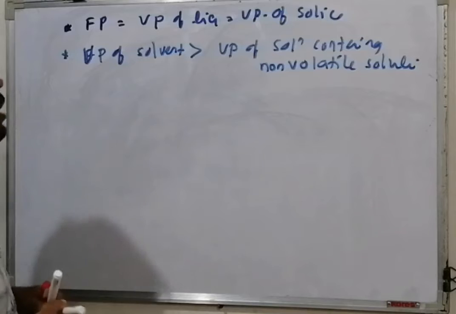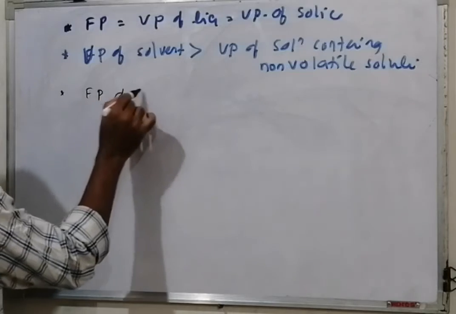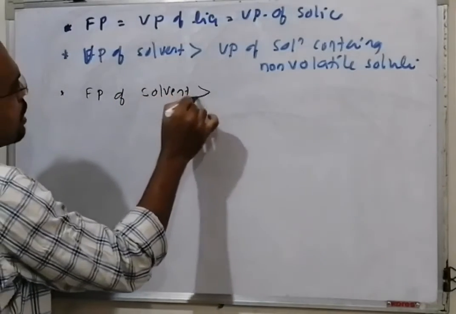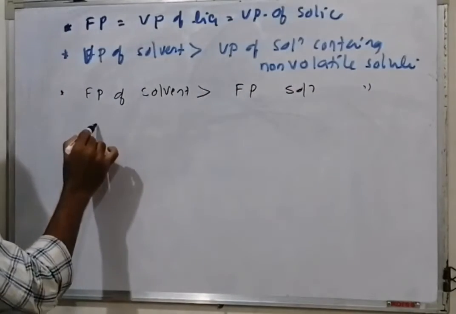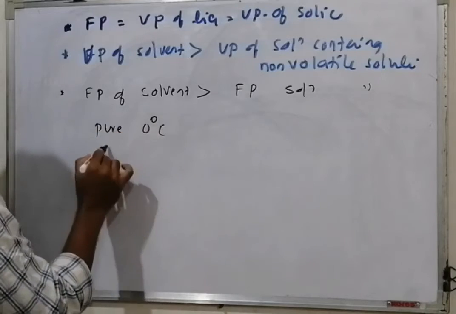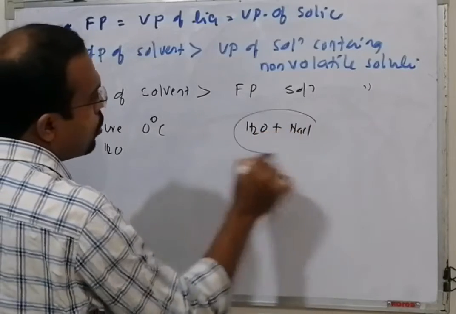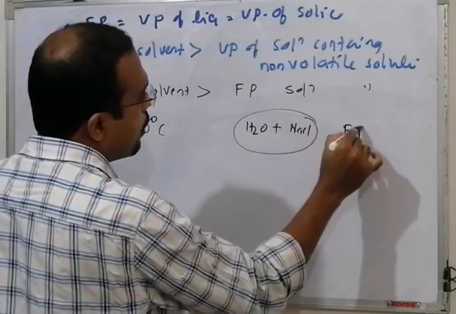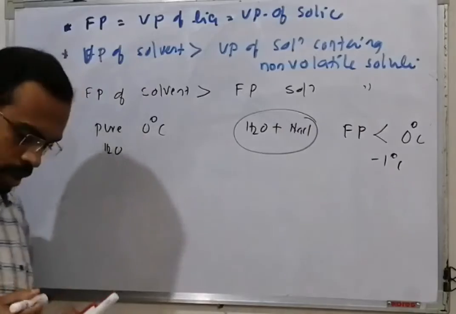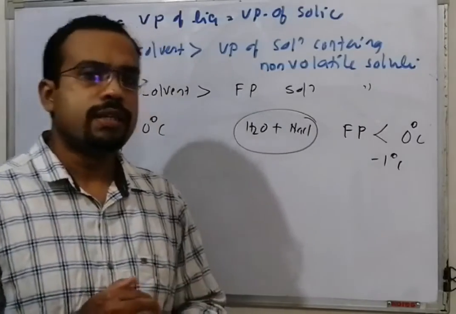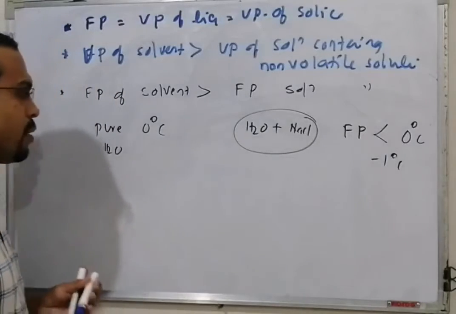Now, the freezing point of the solvent is greater than the freezing point of a solution containing a non-volatile solute. That is, pure H2O freezes at 0 degree centigrade, while an H2O plus sodium chloride solution has a freezing point less than 0 degree centigrade, maybe minus 1 degree centigrade. I am just giving an example, minus 1 degree centigrade. This is called the depression in freezing point.